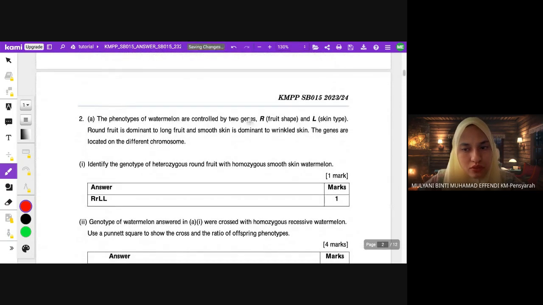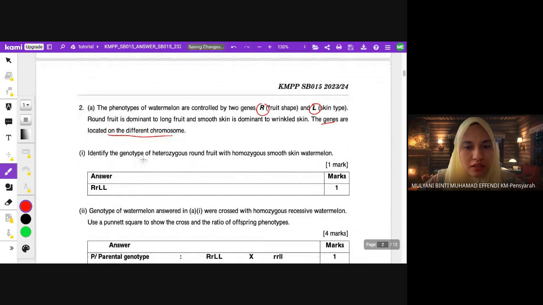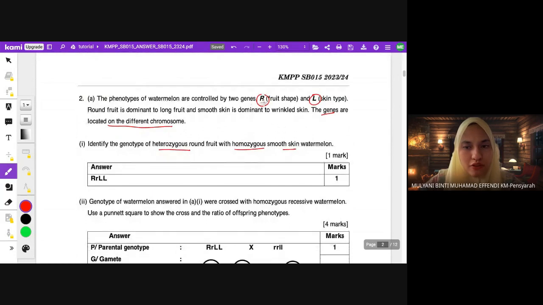So yang ini pula soalan nombor 2, diberi ada 2 genotype yang dikaji. So genes allocated on different chromosomes, so this is not linked gene lah. So identify the genotype of heterozygous round fruit with homozygous smooth skin. Jadi kita tengok the phenotype of watermelon controlled by R. Okay, fruit shape, yang ini skin shape. Round fruit is dominant, so R besar is dominant over long fruit, r kecil. Yang smooth pula L besar is dominant over wrinkle skin.